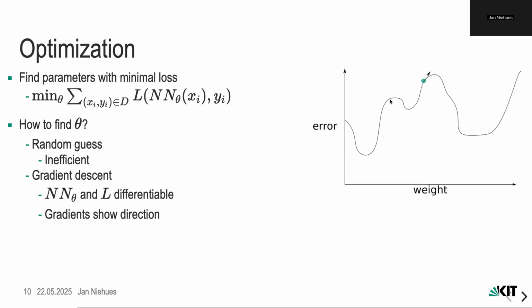We don't know this function. We can only evaluate the function for one fixed point, our current weights. But we are a lot more efficient since we're not only evaluating there, we're also calculating the derivation, and then we can go in the right direction.